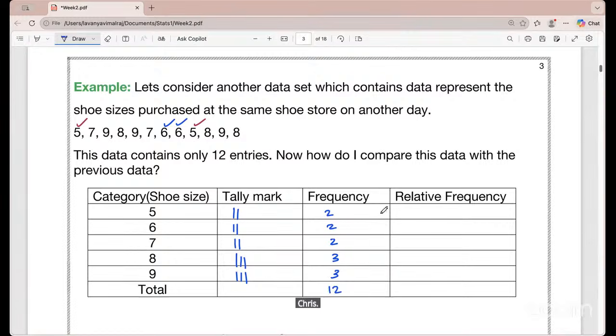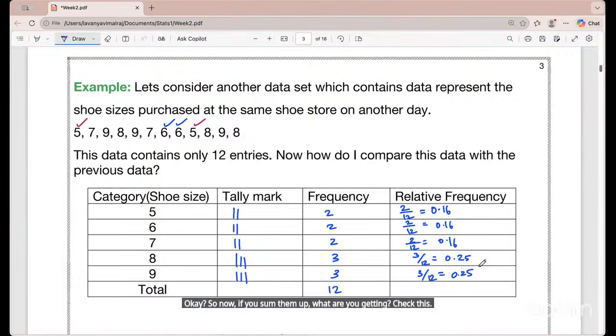And what are the relative frequencies? What is 2 by 12? The decimal 0.16. Okay, and what about 3 by 12? 0.25. Okay, so now if you sum them up, what are you getting? Check this. 1.